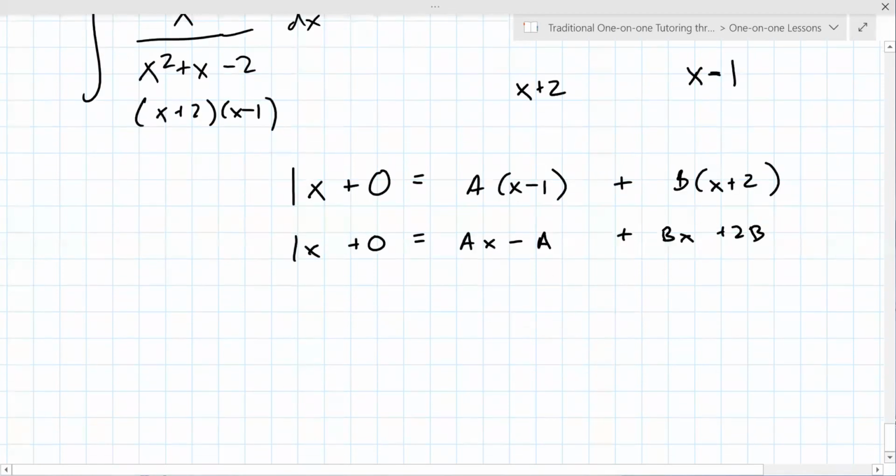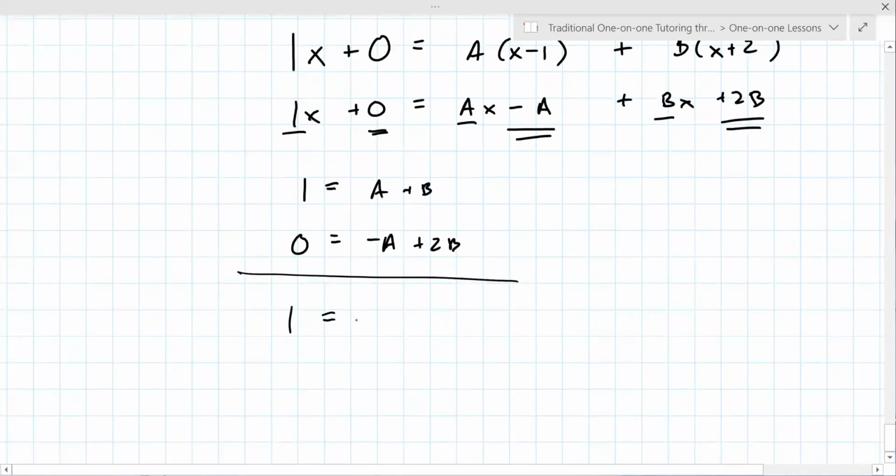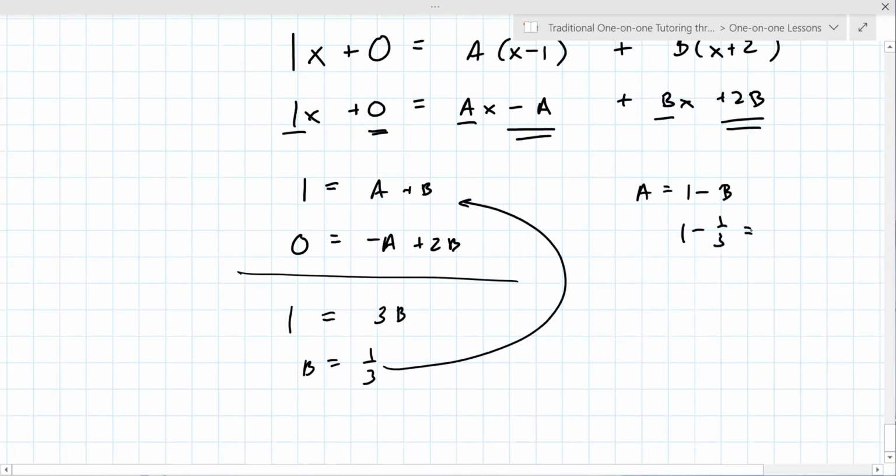And like you said, you get a system here. You get 1 equals a plus b, because those are the coefficients of x. And then you get 0 equals minus a plus 2b, because those are the non-x coefficients. Okay. And then you can solve any way you want. Here you can actually just add them. So it's 1 equals 3b. So b equals 1/3. And then you can put that back in here. A equals 1 minus b, or 1 minus 1/3, which is 2/3.